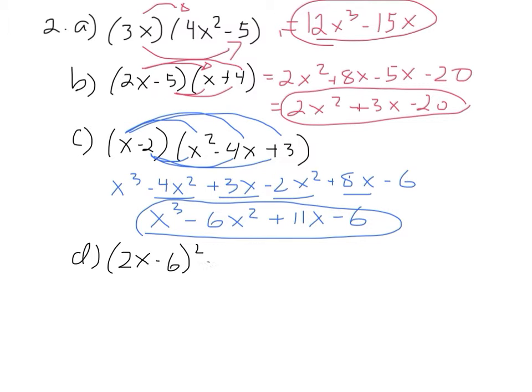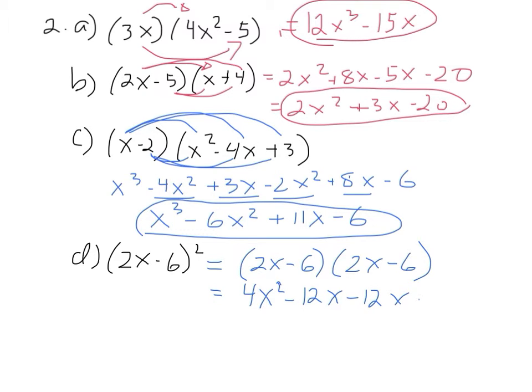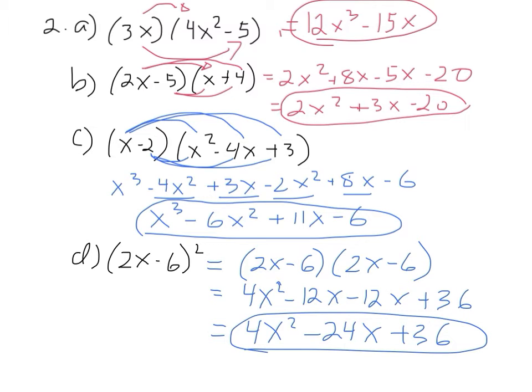In this example, please do not square 2x and then square 6 and say that's the answer. This means 2x minus 6 times 2x minus 6. Then we FOIL it to get 4x squared minus 12x minus another 12x plus 36. Combine like terms, 4x squared minus 24x plus 36.